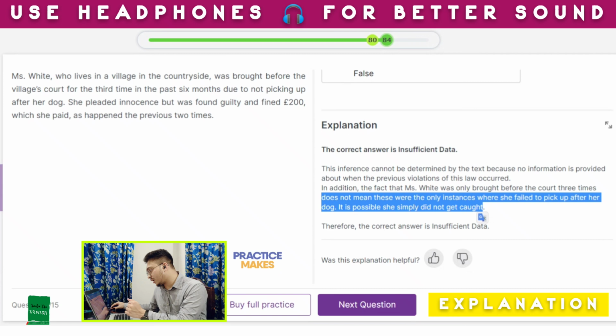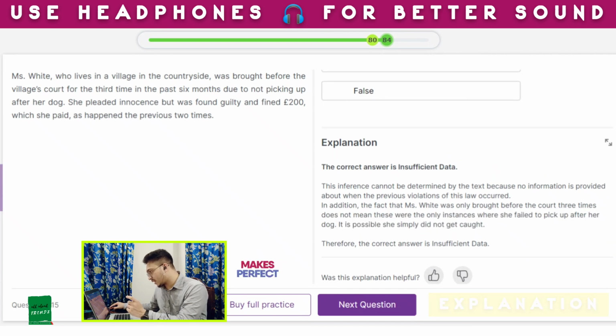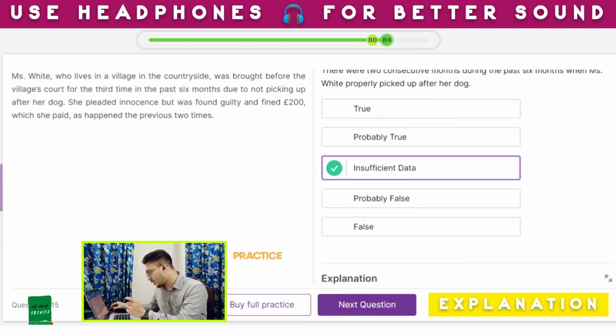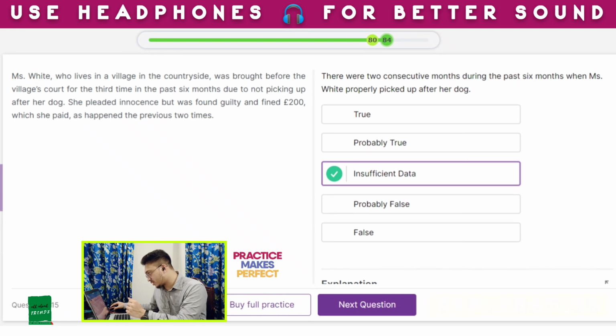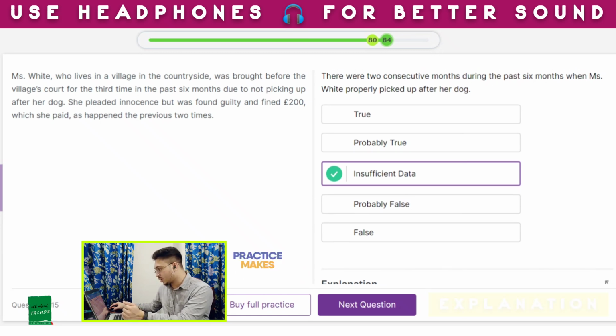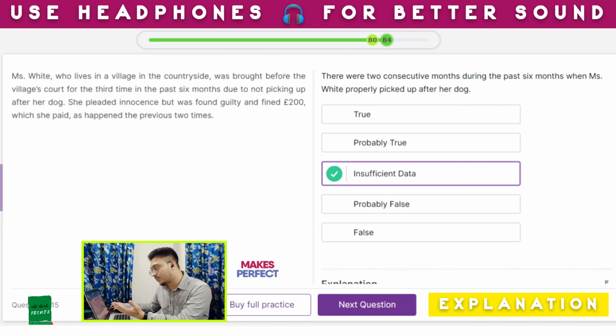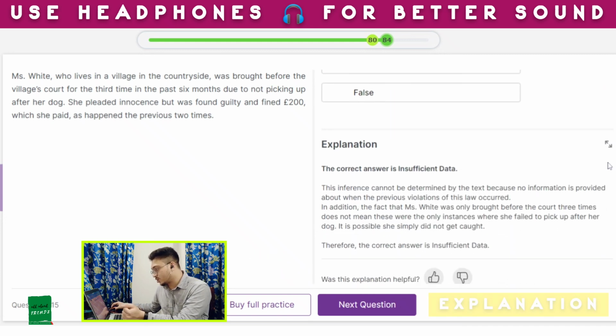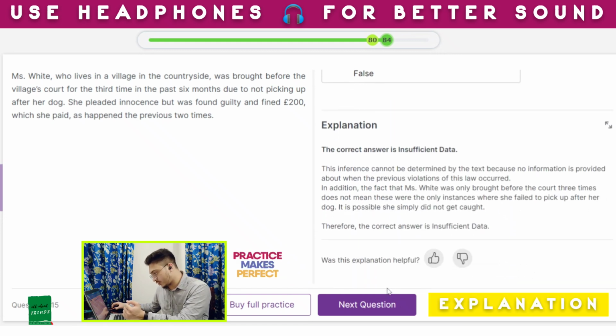Exactly. So looking at the question again, it says that she had been doing these things for a couple of months, 2 consecutive months within the 6 months. So it says that okay, every time she got caught, but that might not be the case. That could not be the case, but we don't know anything. So definitely it's insufficient, since we don't know anything about it.